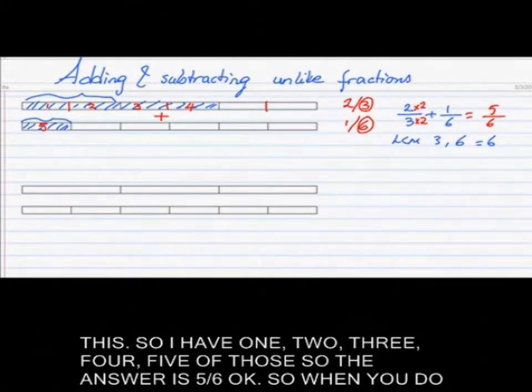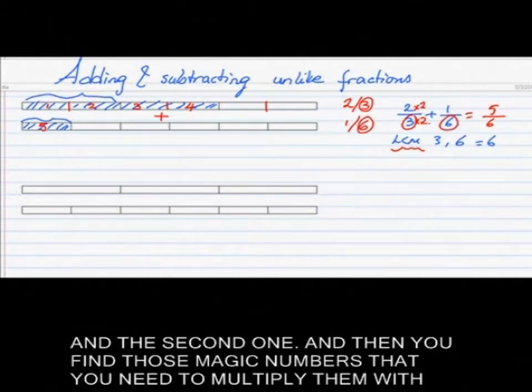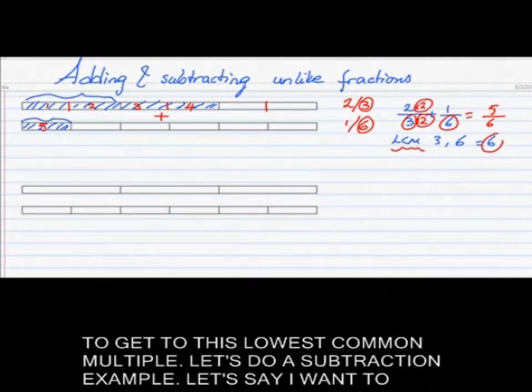Okay? So when you do it algebraically, you find the lowest common multiple of the first one and the second one, and then you find those magic numbers that you need to multiply them with to get to this lowest common multiple.